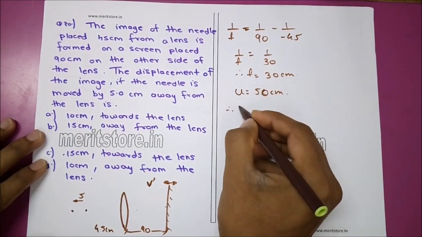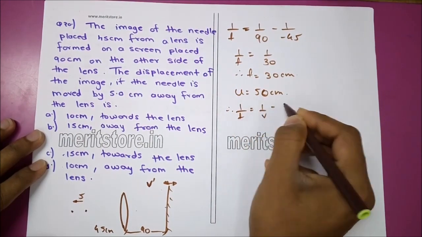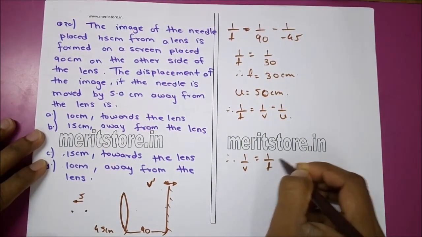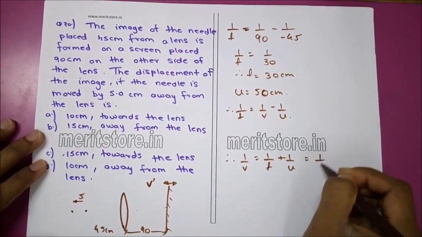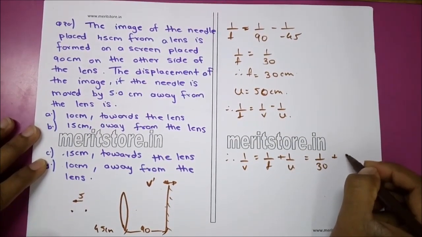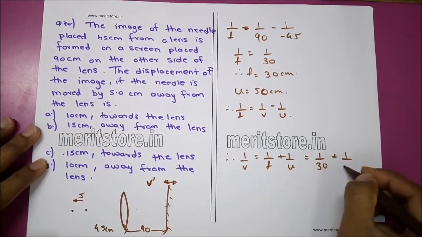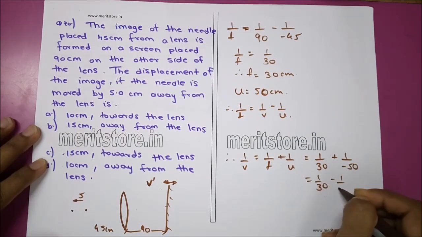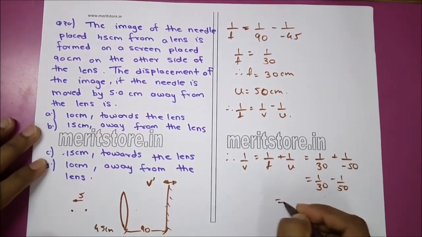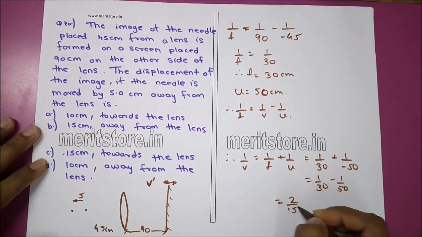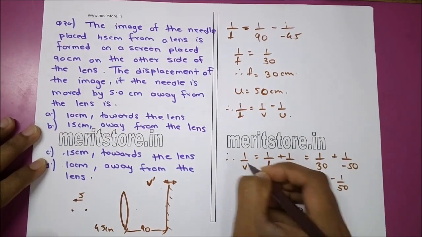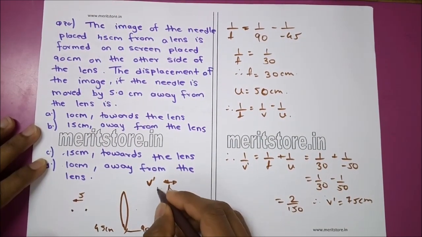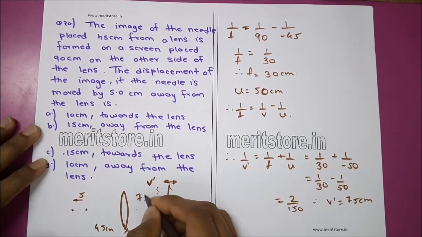So again applying the lens formula, 1 by f is equals to 1 by v minus 1 by u. Therefore 1 by v is equals to 1 by f plus 1 by u. So 1 by f is 30 plus 1 by u is now minus 50. So 1 by 30 minus 1 by 50. So this comes out to be 2 by 150. So v dash is equals to 75 centimeters. So the new screen has to be placed at a distance of 75 centimeters.